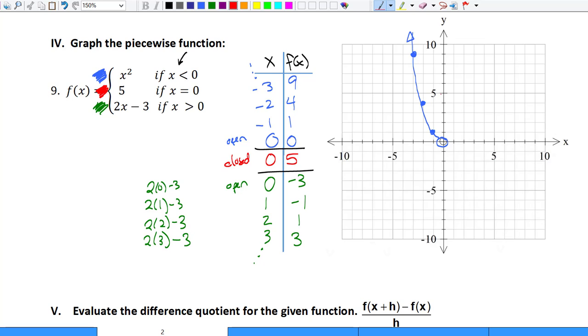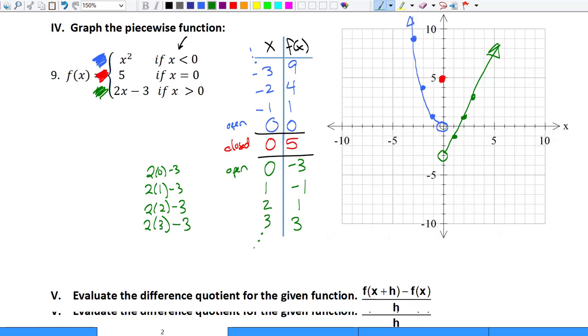At 0, I have 0, +5, and that's just 1 point. If you only have one domain value, you can only have 1 point. And then for the green, I have 0, -3. That's an open circle at -3. +1, -1, that's closed. 2, 1, that's also closed. 3, 3, all of those points are going to be closed except for the one open value. And if you pass a pencil through that, that passes the vertical line test.